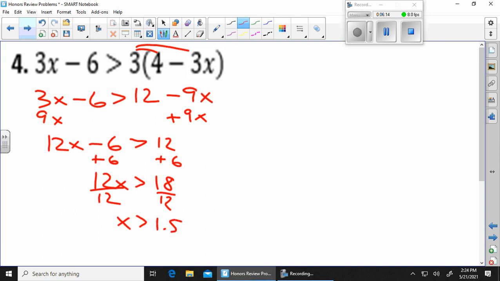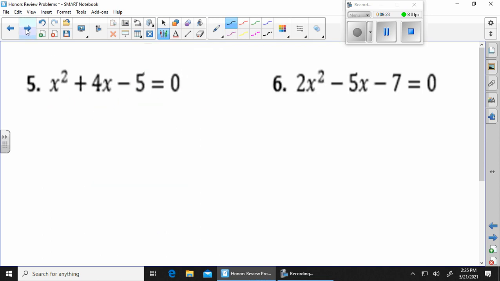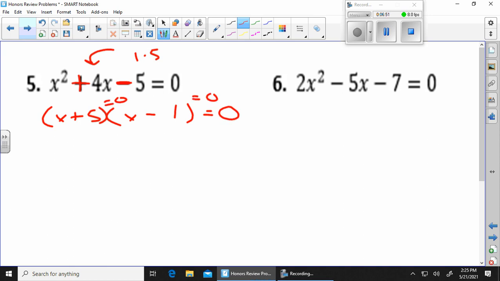Again, my inequality sign never changed because I never divided by a negative. Number 5, quadratics. So what are my 2 methods? Factoring and quadratic formula. So what 2 numbers multiply to give me 5 that subtract to give me 4? 5 and 1. Signs, one of each. Larger number gets the sign of the middle. So set those equal to 0, negative 5, positive 1.